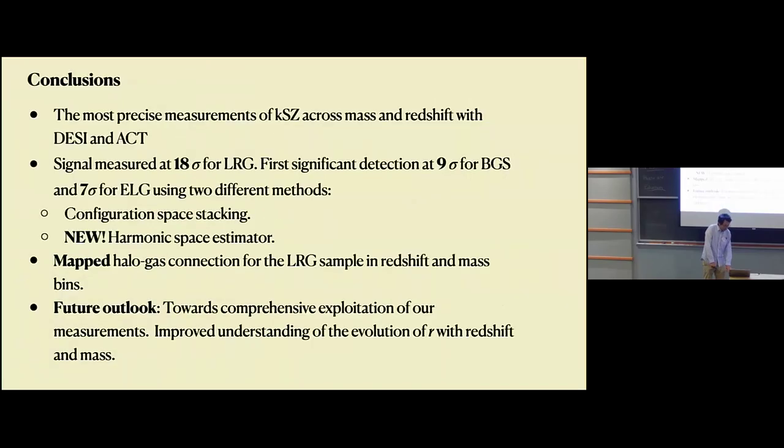So with this, I'll just leave it with the conclusion. We have new measurements of the kinematic SZ effect across a wide range of galaxies, redshifts and masses, and we are working towards the full interpretation of these results. We can now split across redshift and different masses. Thanks.